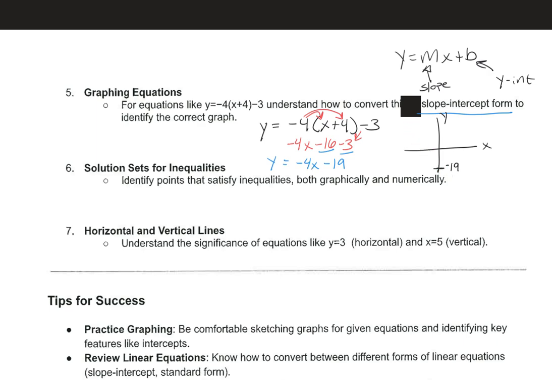But the slope needs to be -4, right? So I'm going to go up 4 over 1, put a dot there. So the line is going to look something like this, and hopefully the graphs that you have to choose from actually have a grid where you can count this information out. And this then would be the graph that fits. So again, we're looking for something that has a slope of -4 and a y-intercept of -19.